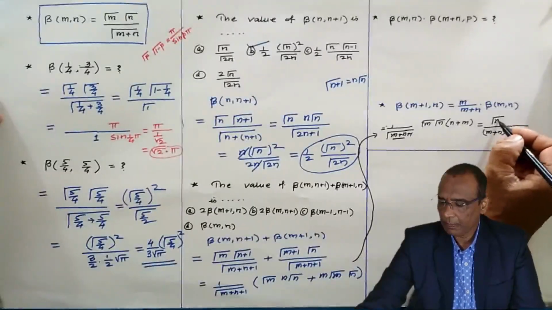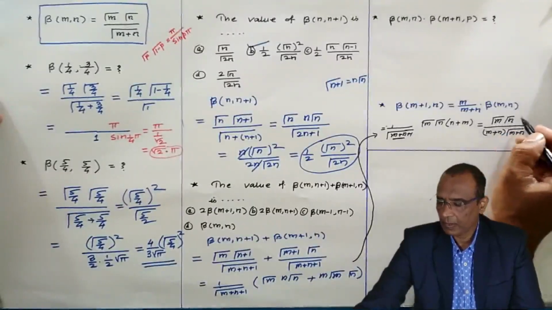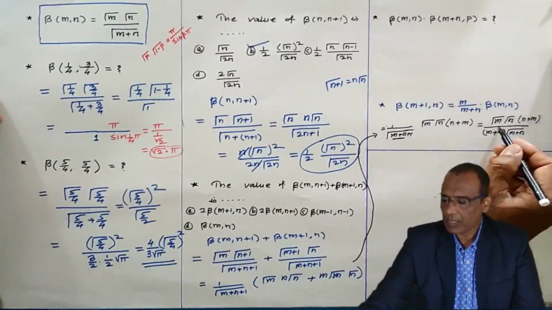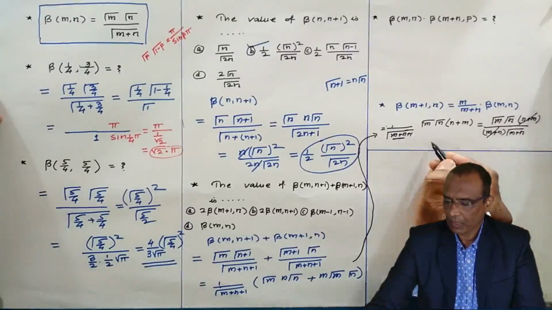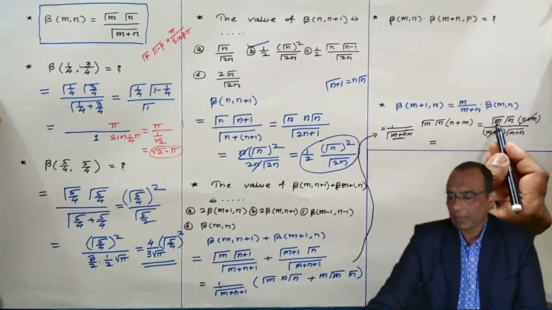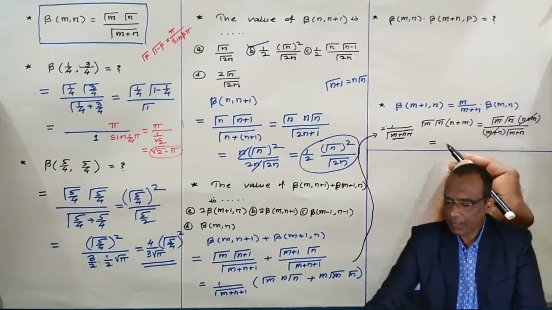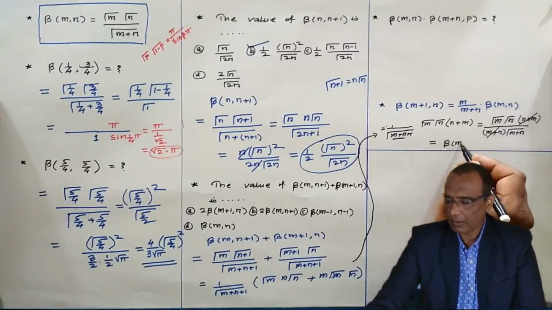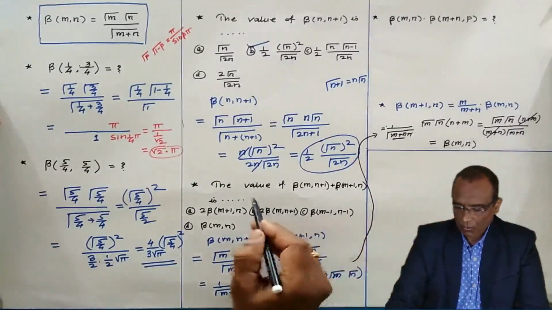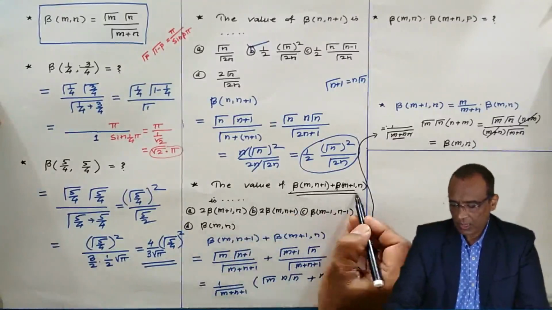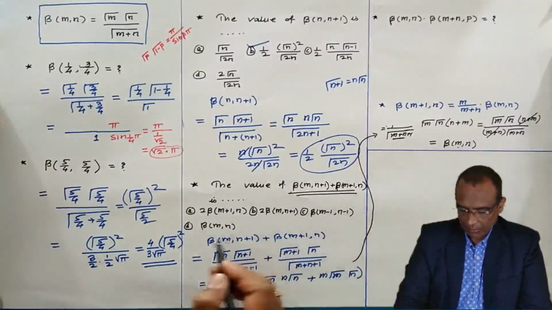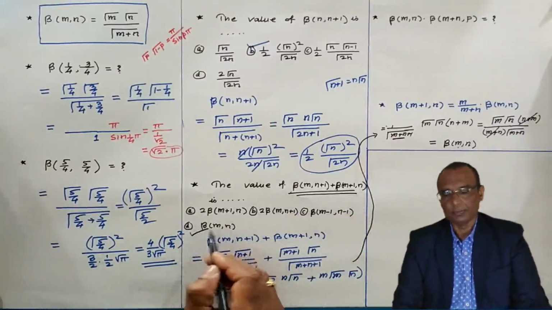Gamma m, gamma n, and gamma m plus n is as it is. Here gamma m plus n gets cancelled, and gamma n by gamma m plus n is beta m. The answer to this is beta m. D is the correct answer.